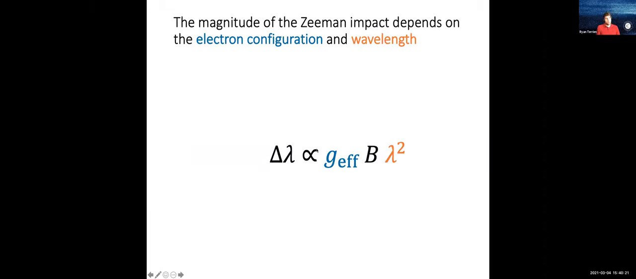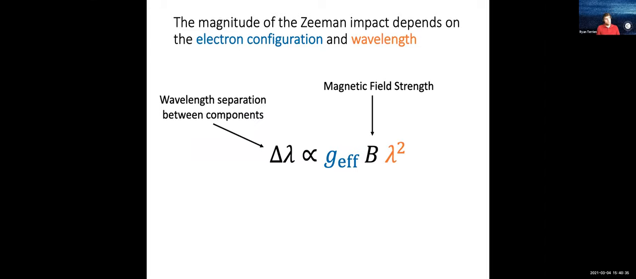And those signatures are not constant across the whole spectrum of a given star. It depends on the electronic configuration and the wavelength that you're doing the observing at. And this is the relationship to keep in mind when you think about that. So this is telling us that the wavelength separation between the different split components, like we saw on the previous slide, is dependent on the magnetic field strength, right? So it's stronger with stronger magnetic fields.